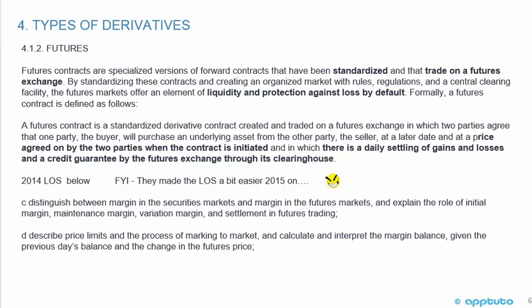So you can see that with regards to this section on futures, in 2005, they made the learning outcome statement a little bit easier. 2014, you had to distinguish between margin in the securities markets and margin in the futures markets and explain the role of initial margin, maintenance margin, variation margin, and settlement in futures trading. And you also had to describe price limits and the process of marking to market and calculate and interpret the margin balance given the previous day's balance and the change in futures prices.